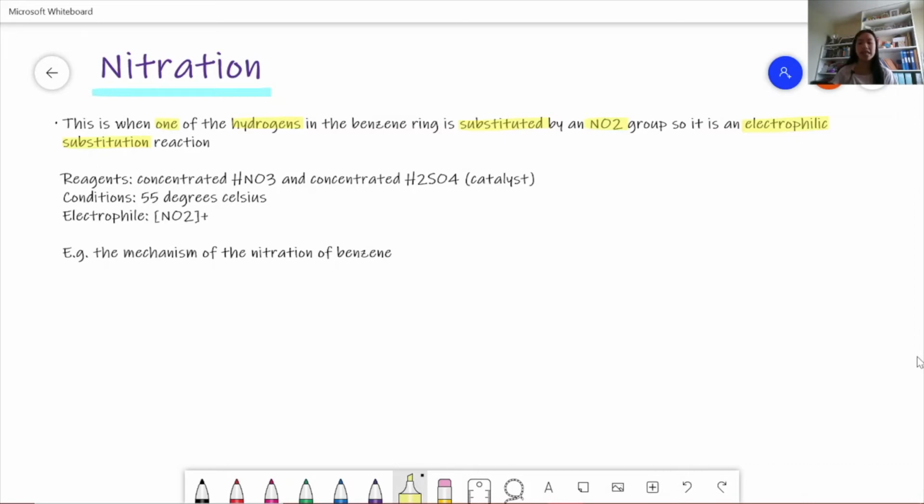So the reagents we need are concentrated nitric acid and concentrated sulfuric acid, and the sulfuric acid acts as a catalyst. The condition which we need is 55 degrees Celsius, and this is really important because this prevents further substitution. The electrophile that we're using is this NO2+ ion, which is also called the nitronium ion.